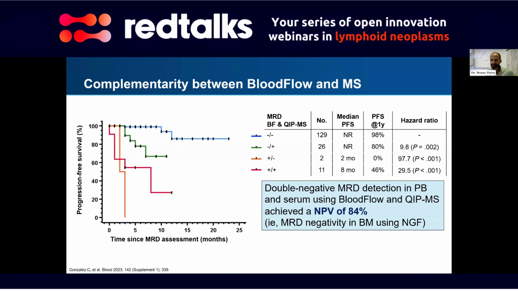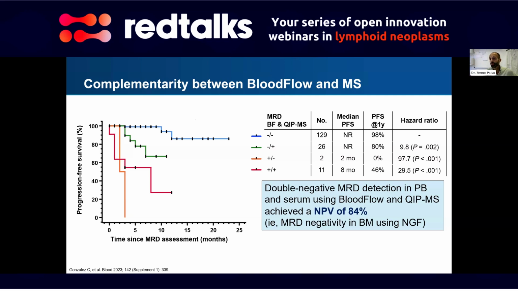And as you can see in the slide, using the two methods, the negative predictive value was 84%. In other words, in 4 out of 5 times, every time we say no residual disease in the blood, there will be no residual disease in the marrow.